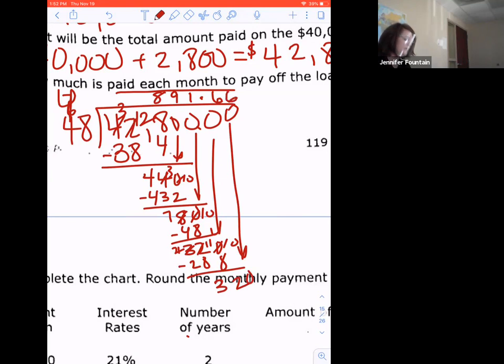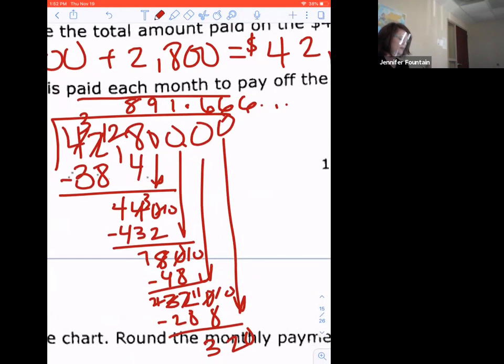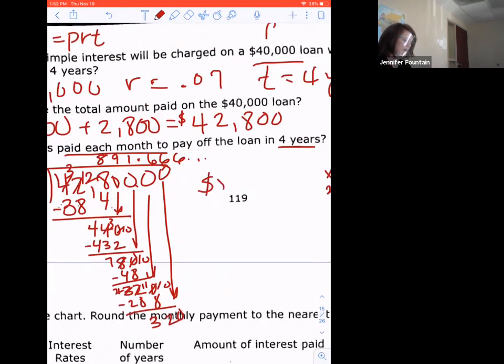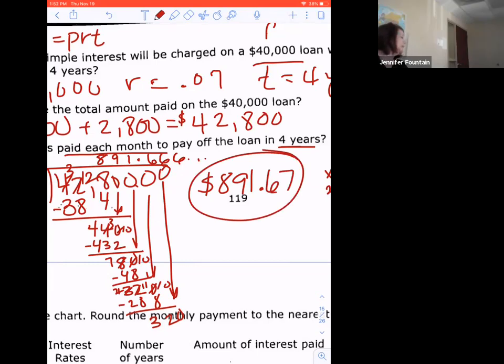Okay. So I know that if I'm rounding to the nearest cent, I'm going to be at $891, and what would I round that to in cents? 67 cents. 67 cents is how much he'll be paying per month.